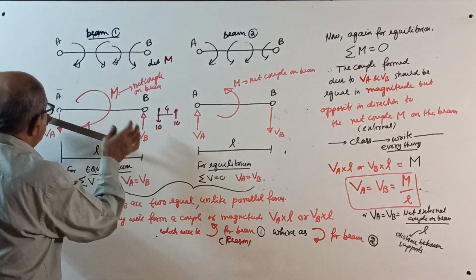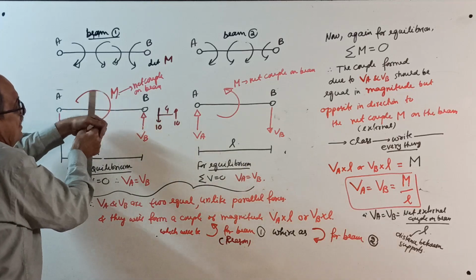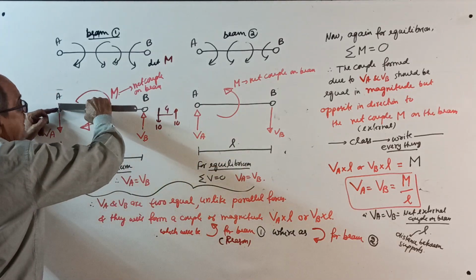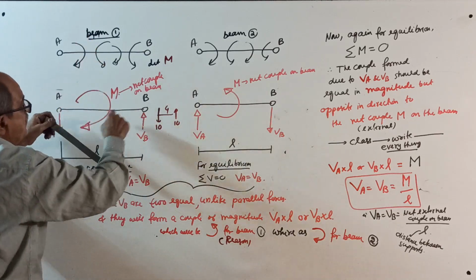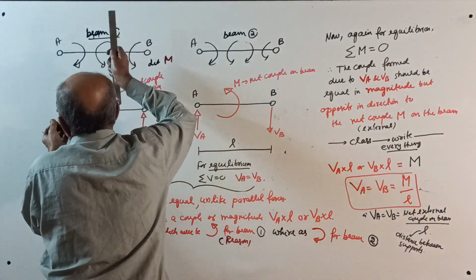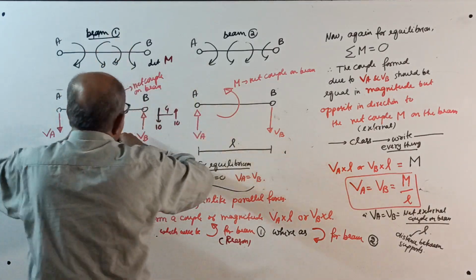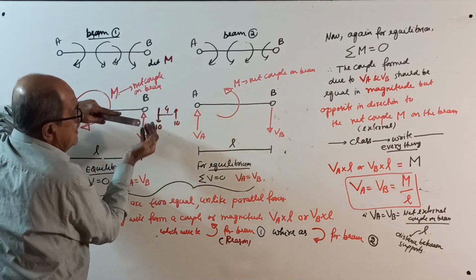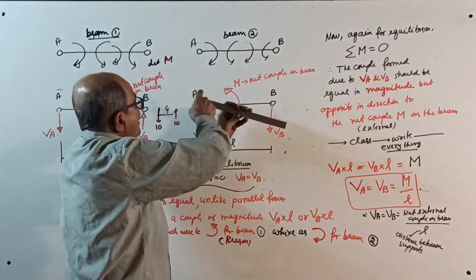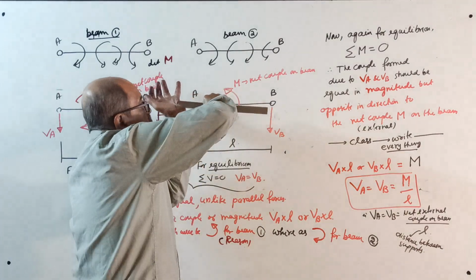See, if you apply a couple clockwise here, you write once again there, a clockwise couple will try to lift A upwards and push B downwards. So when you try to lift upward, the reaction will come down. When you push it down, the reaction comes up. Here, the anti-clockwise couple will push A down.